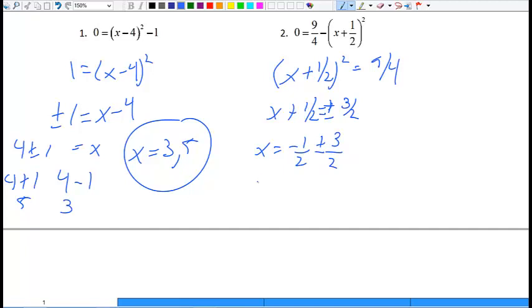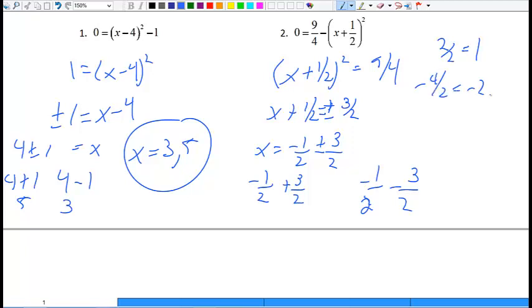And so our two solutions would be negative 1/2 plus 3/2 and negative 1/2, sorry, minus 3/2. Okay, so negative 1/2 plus 3/2, we get 2/2 or 1, and negative 1/2 minus 3/2, we get negative 4/2 or negative 2. So our two solutions are negative 2 and 1.